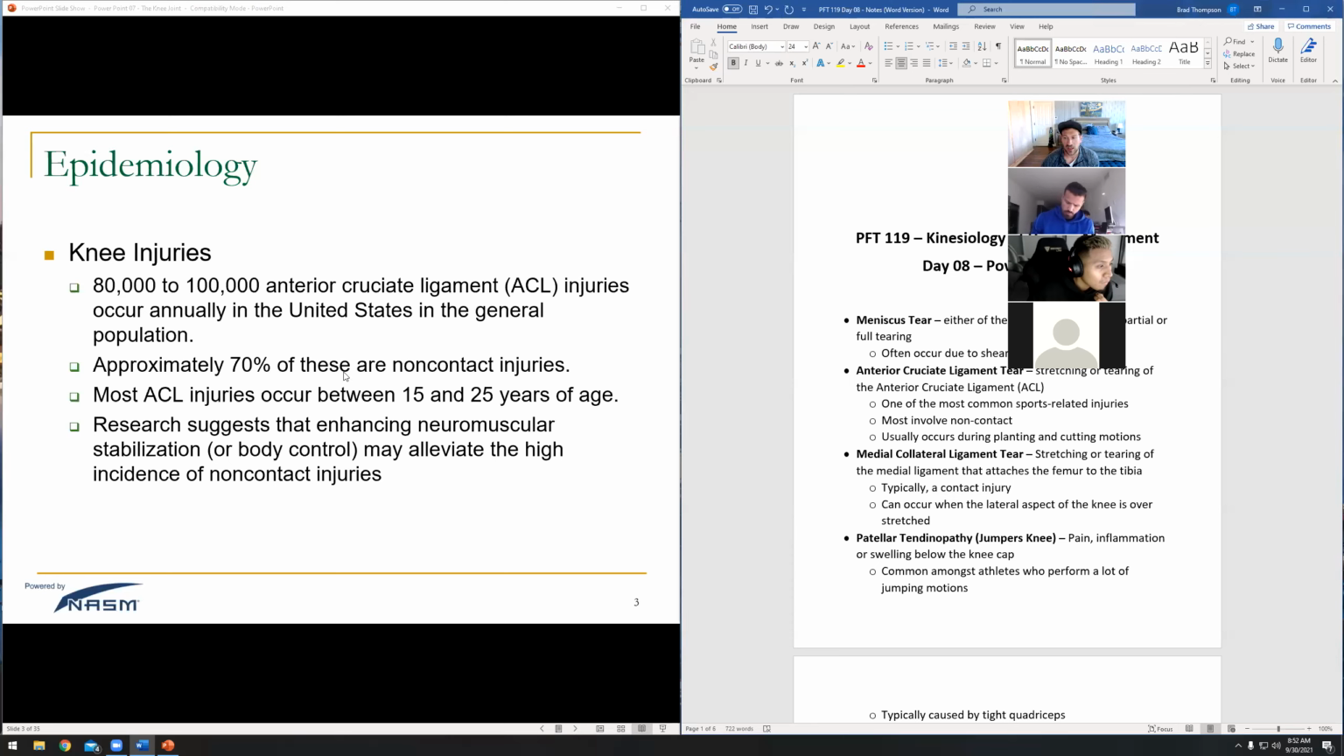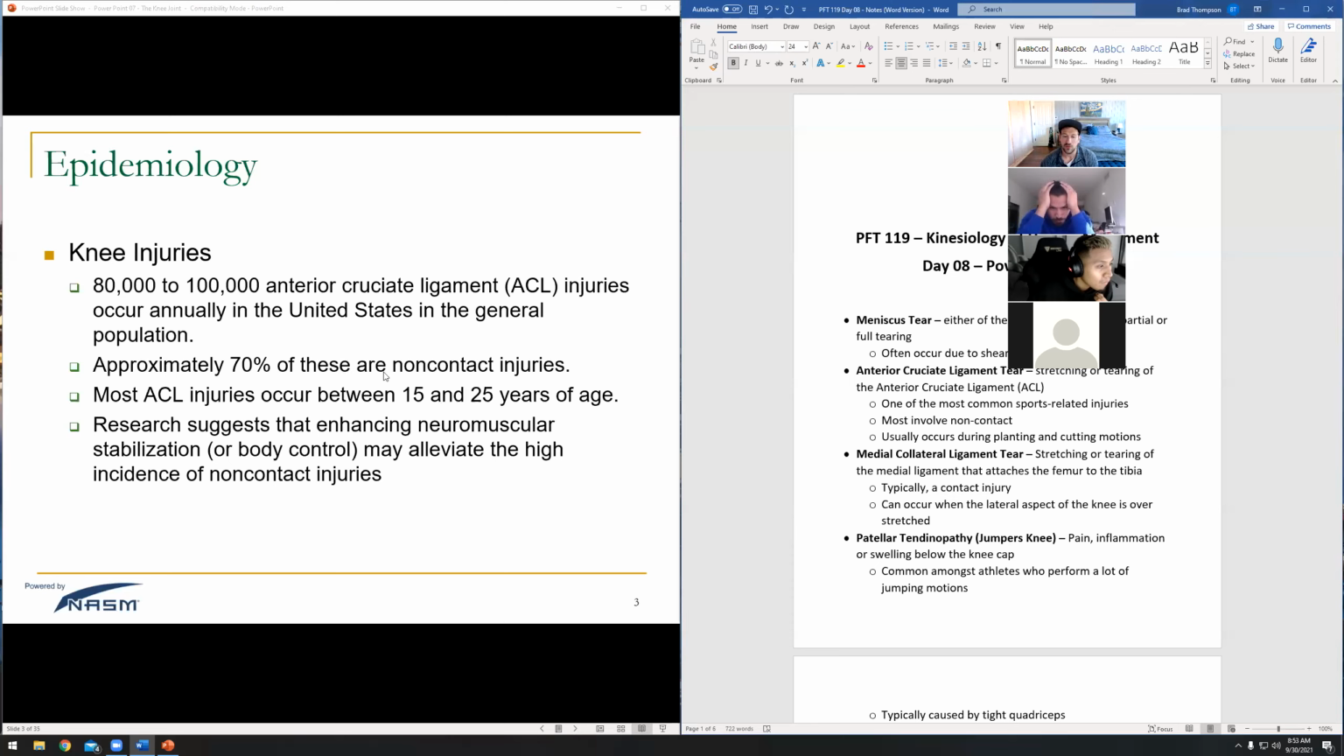These are tears that usually occur during a transverse movement within the knee, right? Someone will usually be planting hard into the ground and then cutting in the opposite direction. So they'll be making a twisting motion with their knee, and that twist often results in a torn ACL, because basically the ligaments just can't stretch that far, and so it just kind of pops off.